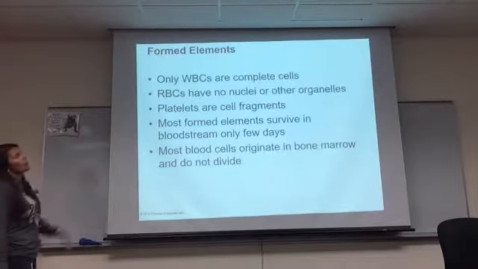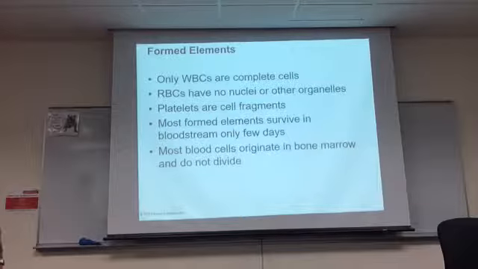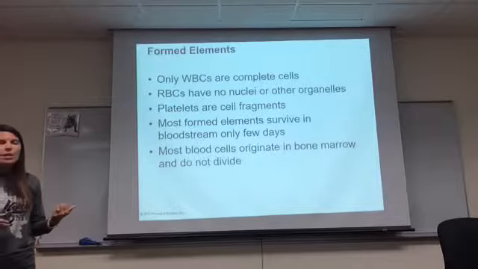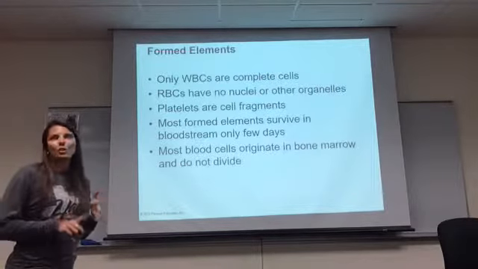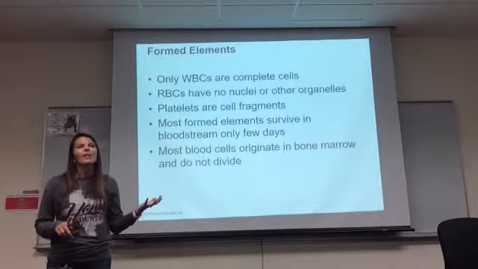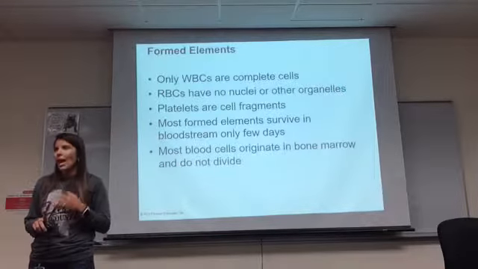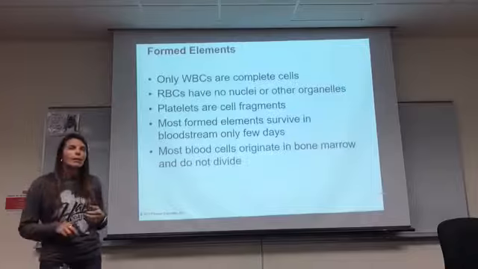It mentions that white blood cells are complete cells, which means that they have a nucleus and they have all of the cellular organelles that we studied in O1. So like your Golgi apparatus, your endoplasmic reticulum, all of that stuff you're going to find in white blood cells. And a nucleus, which is the big deal.